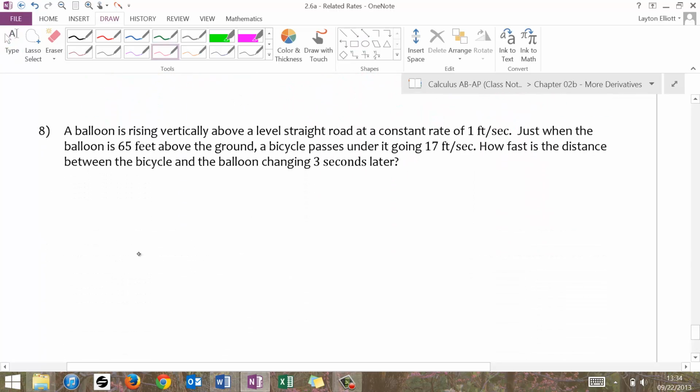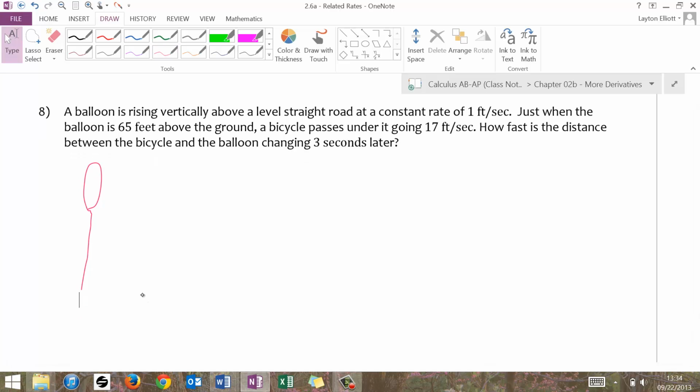Lastly, balloon rising. So here's a balloon rising above a level straight road at a constant rate of 1 foot per second. So I think I'm going to call that H, especially as it says the balloon is 65 feet above the ground. And when the balloon is 65 feet above the ground, a bicycle passes under it. I cannot draw a bicycle right now. Bicycle going 17 feet per second.